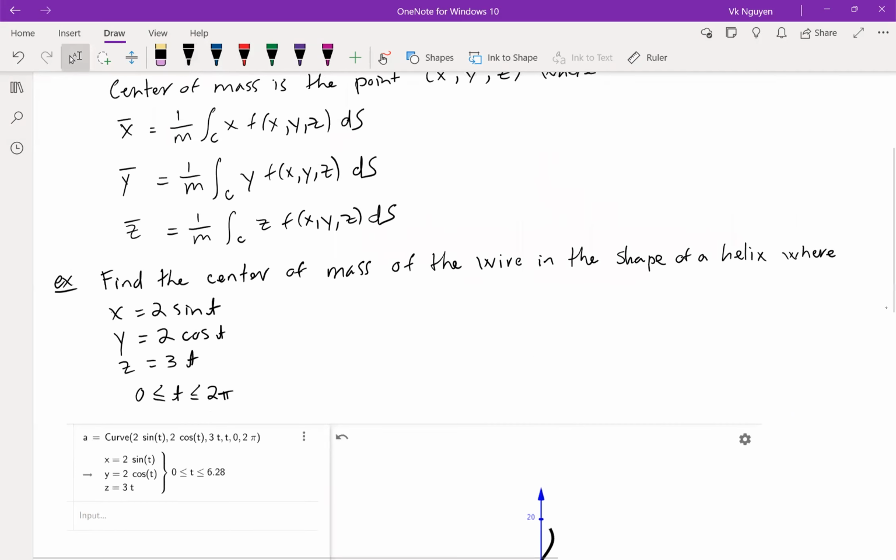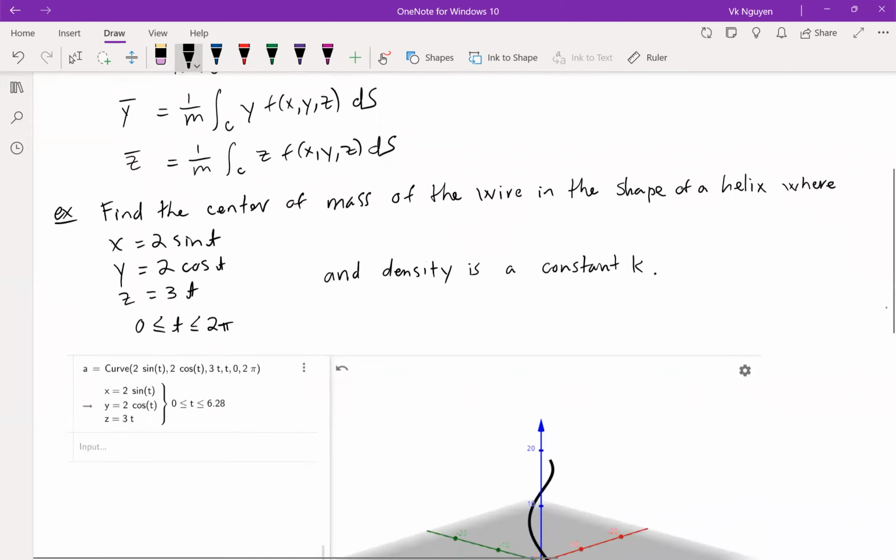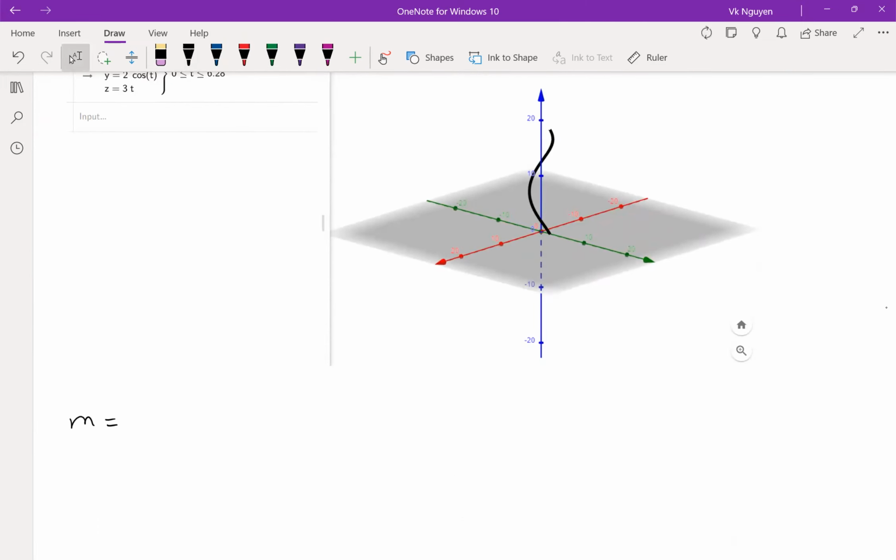We don't have density here. Let the density be a constant k. Okay, we have a density, so we can do it. Integral over the curve C, density ds.